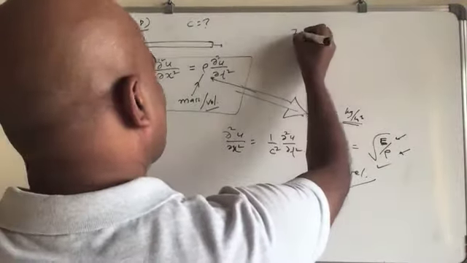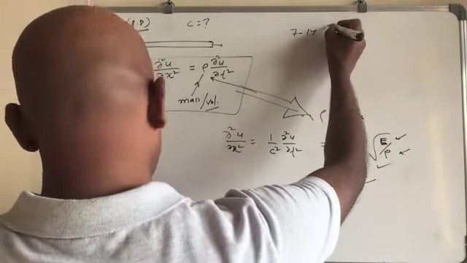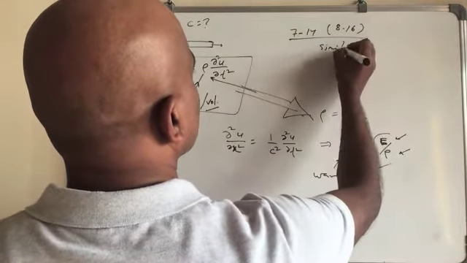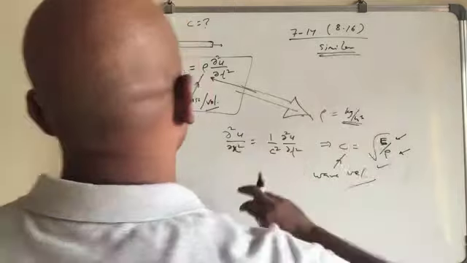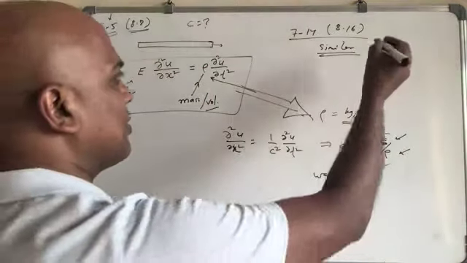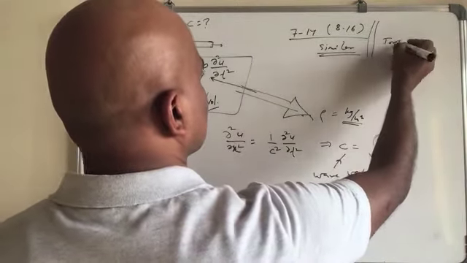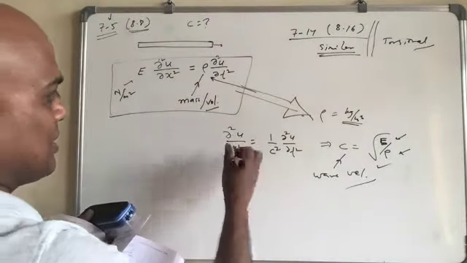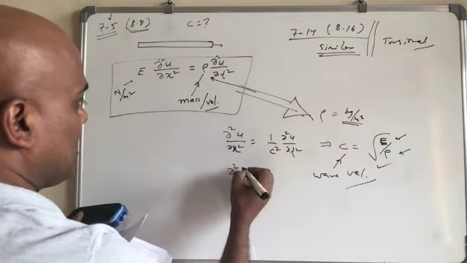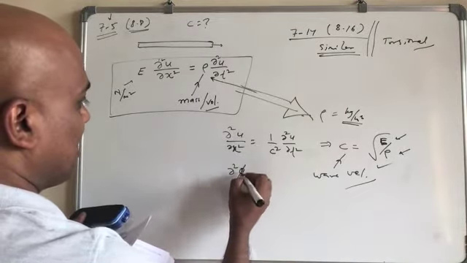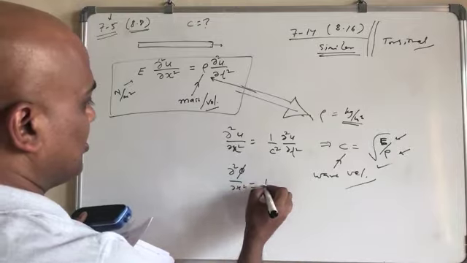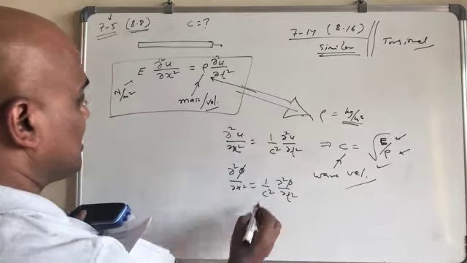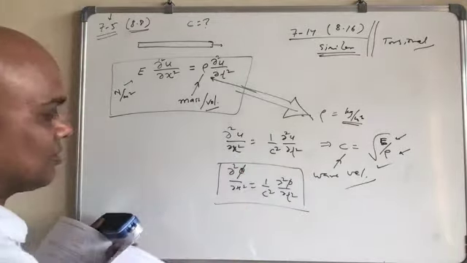In fact 7-14, that is 8.16, is also similar. Here also you have to find the velocity only. Although this one is for the torsional system, the expression will be similar. Instead, you get del square theta or phi over del x square equal to 1 over c square del square phi over del t square. So you get a similar kind of expression there also.